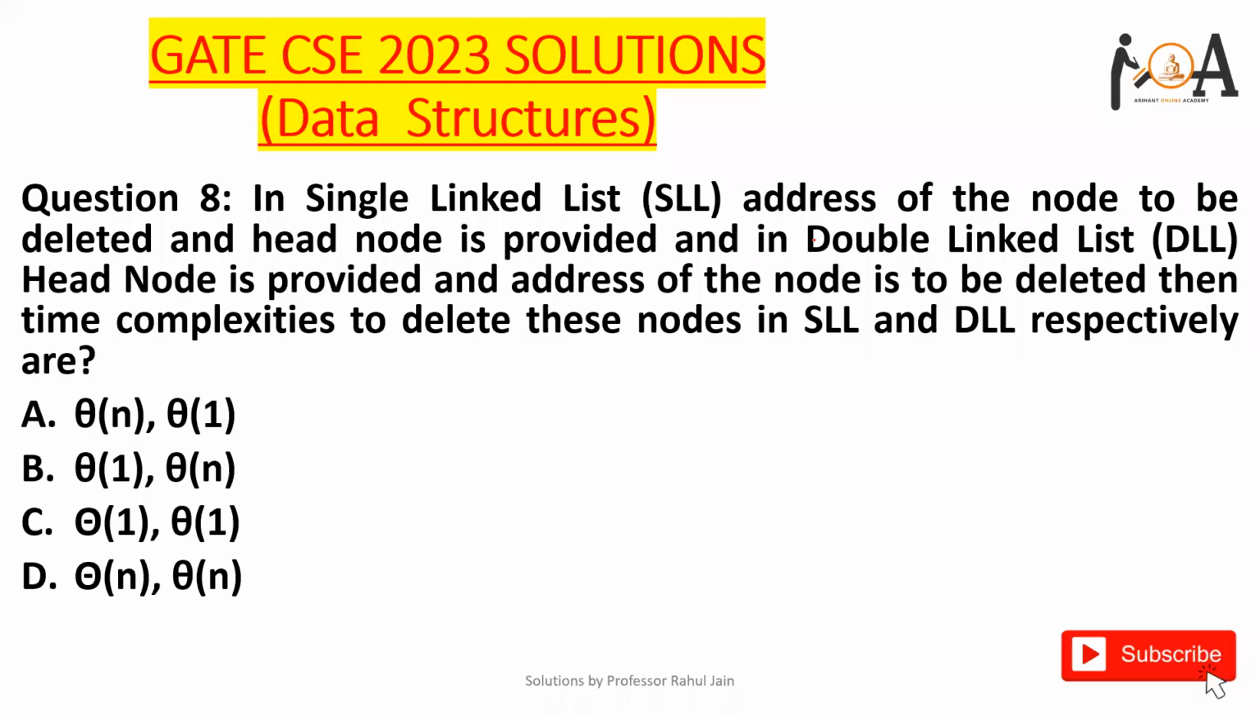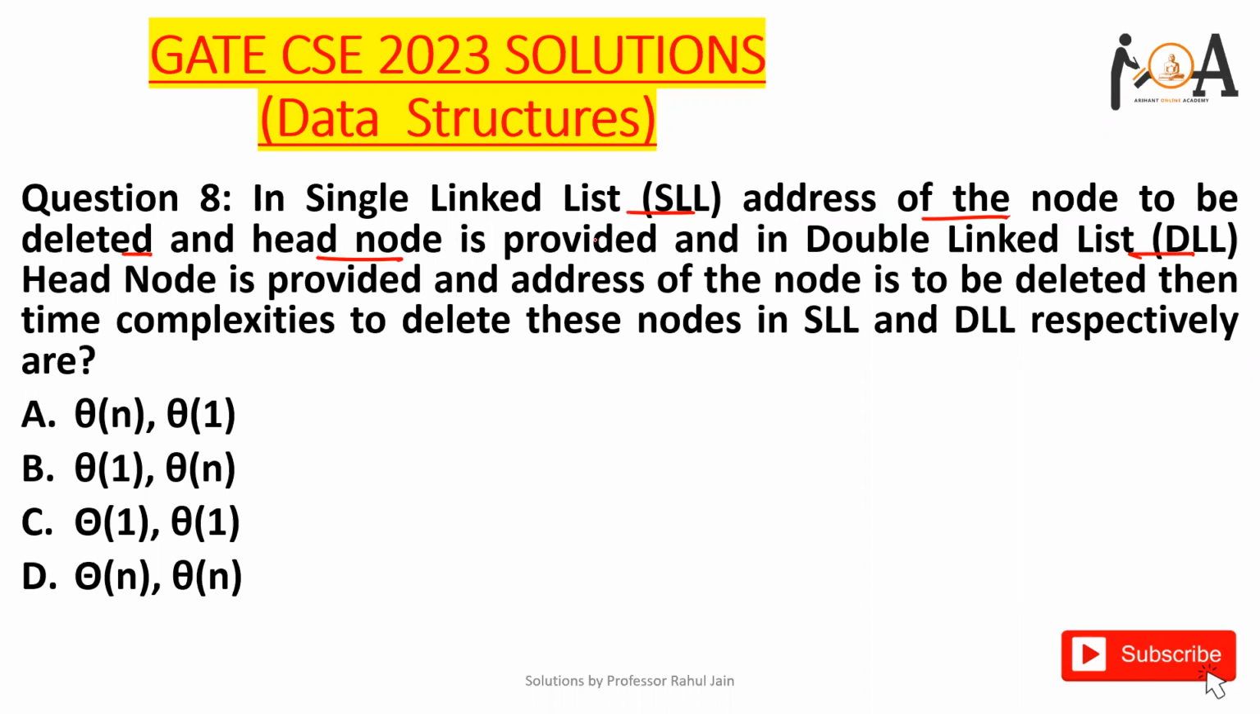Hello everyone. One of the questions asked in GATE CS 2023 was from data structures. The context was that a single linked list is there and one double linked list is there. For the single linked list, we have the head node and the address of the node that we want to delete.